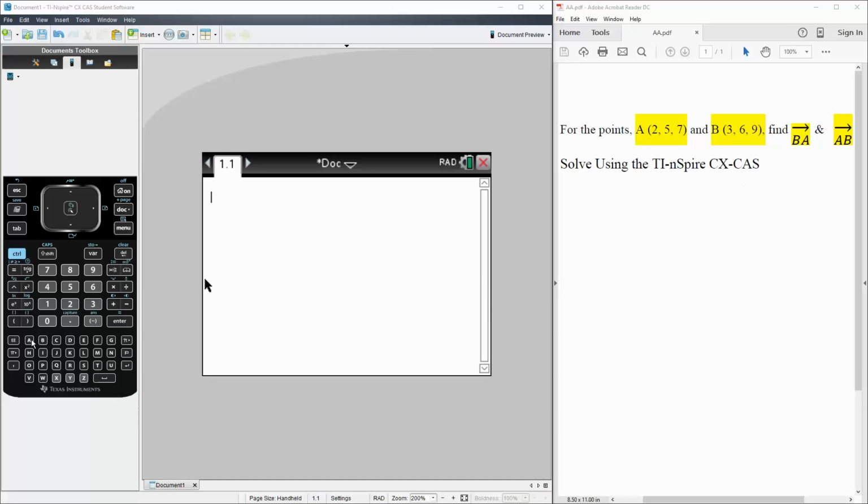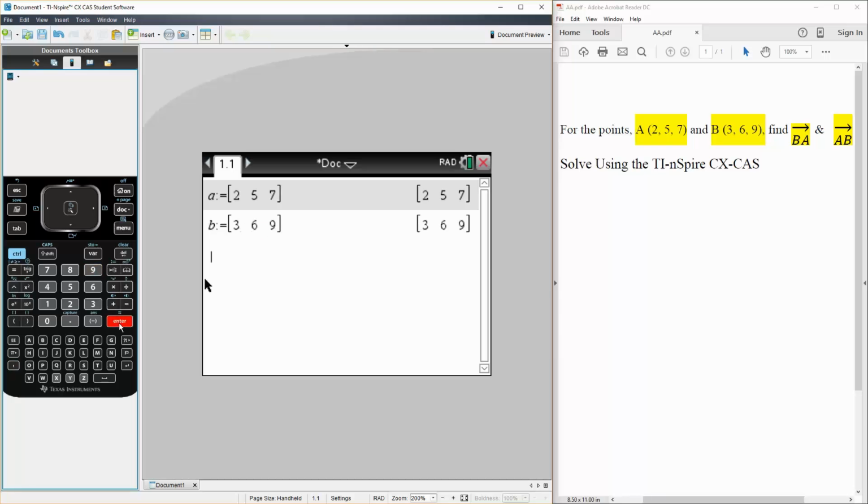First thing that we need to do is define A and B. So A is defined as, we use square brackets to represent vectors, so [2, 5, 7]. Likewise, we do the same thing for B. So B is defined as square brackets [3, 6, 9]. And we want to find BA and AB.